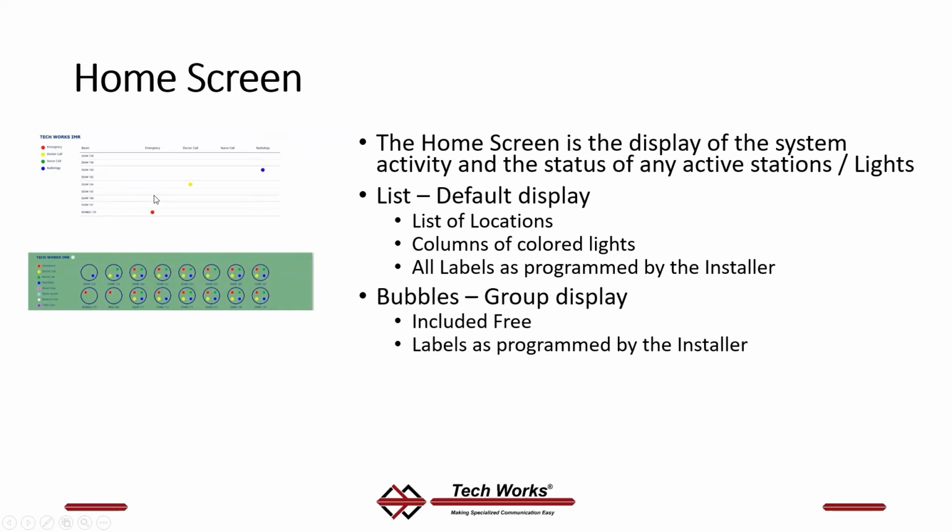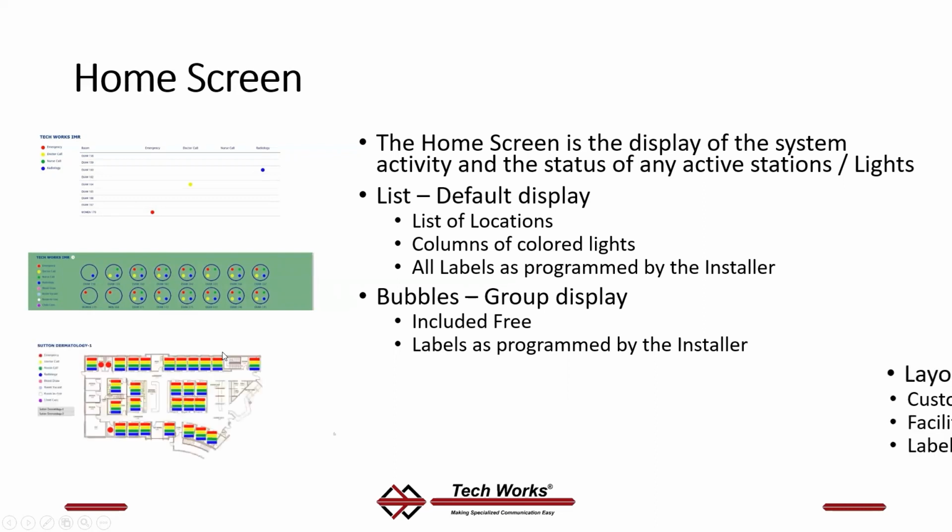Bubbles takes those same lights that would be in a horizontal here. So this would be red, yellow, green, and blue on a list mode. It puts them all in a circle on the screen and labels it with the room name or number so that you know what lights are on in that room.